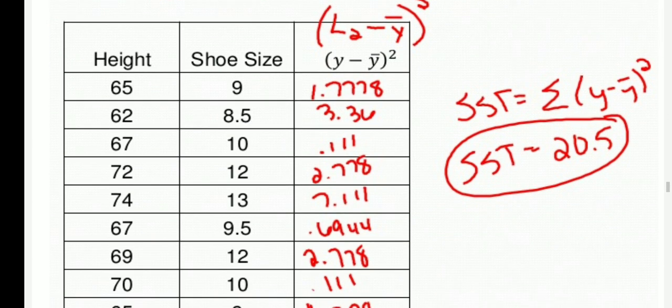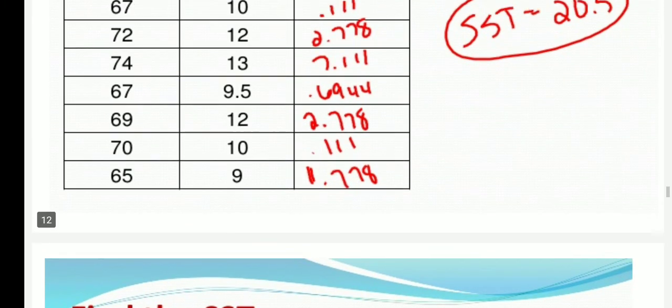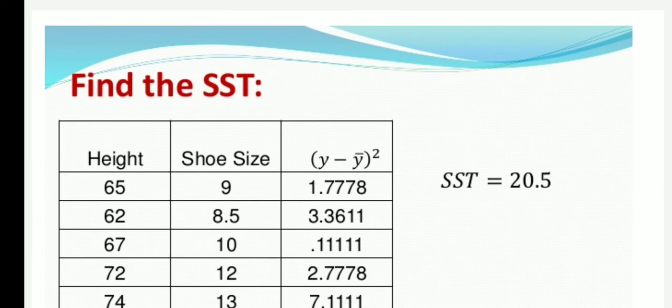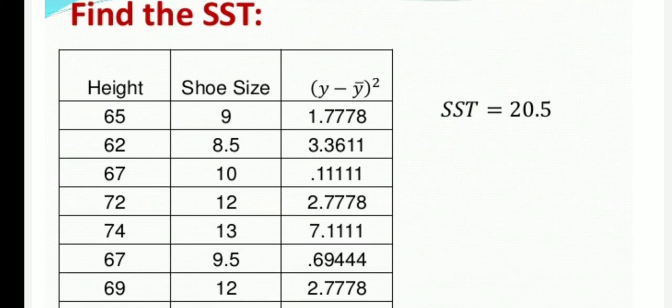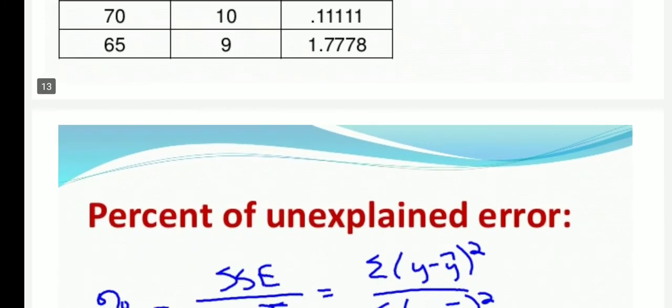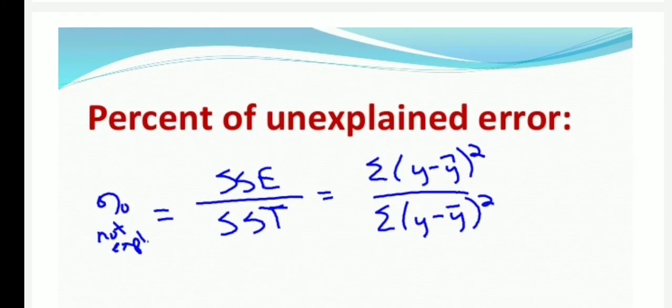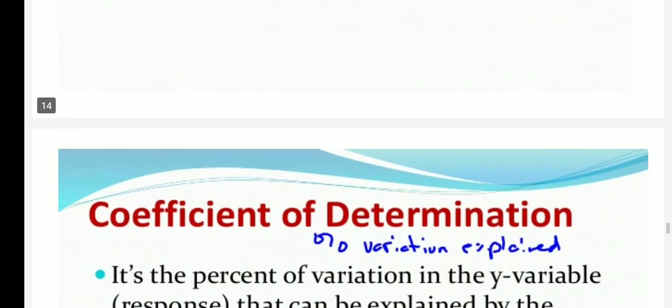Now, find the total sum of squares. That is 20.5, already calculated. Now the percent of unexplained error. Unexplained error equals the sum of square due to residual, that is, error sum of square divided by total sum of square. That is equal to the sum of (y minus y estimated) the whole square divided by the sum of (y minus y bar) the whole square. That is the total variation.